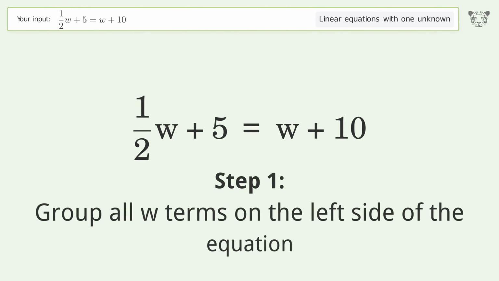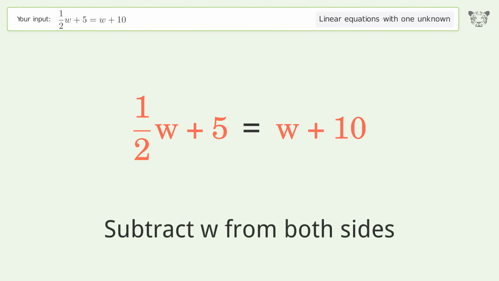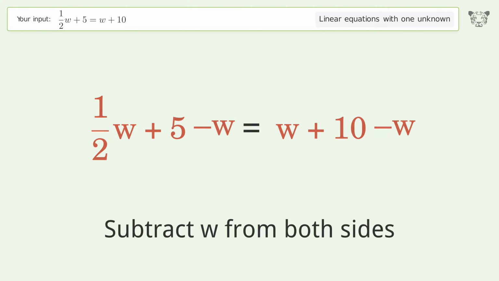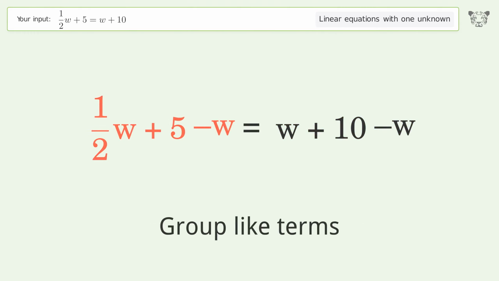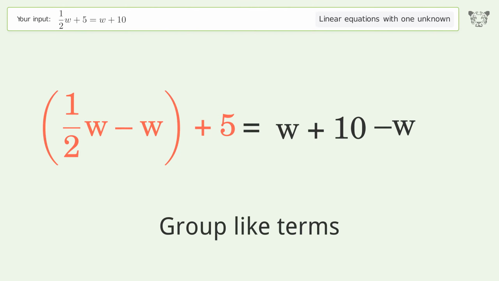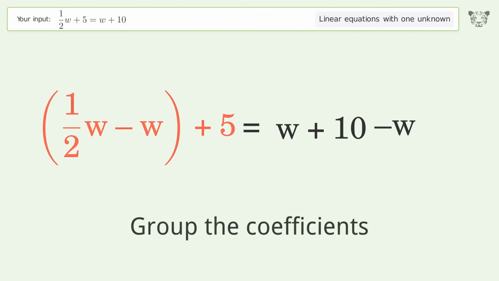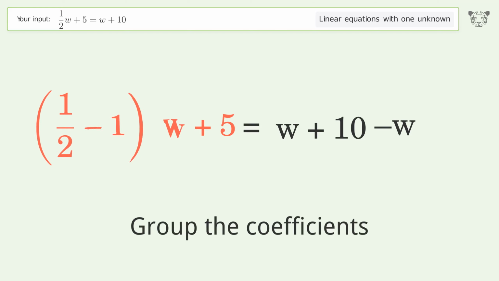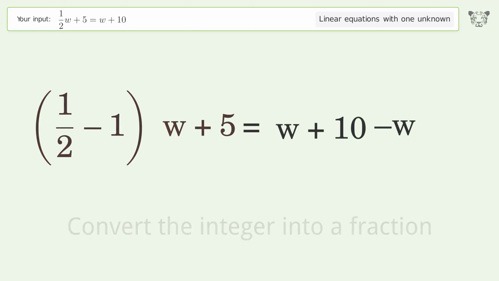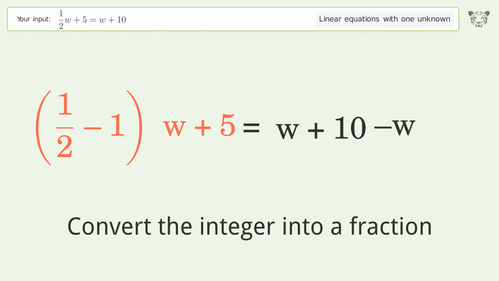Group all w terms on the left side of the equation. Subtract w from both sides. Group like terms. Group the coefficients. Convert the integer into a fraction.